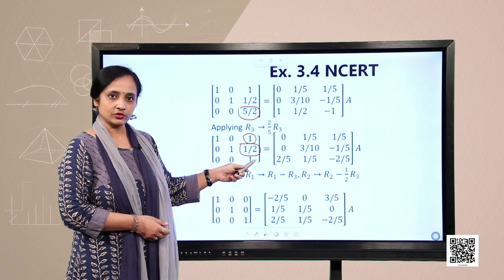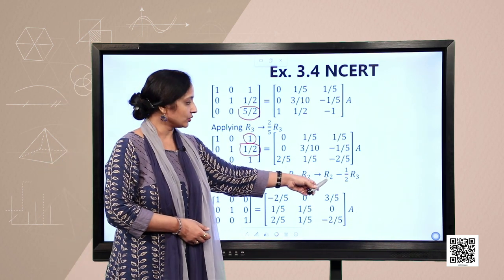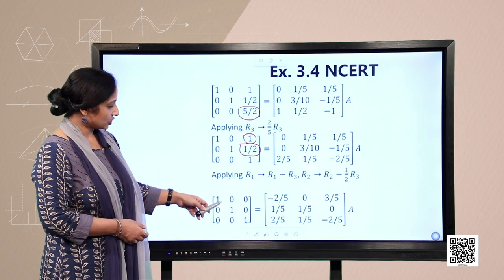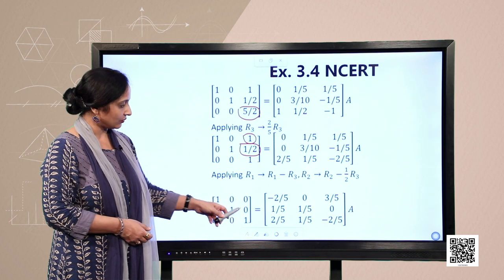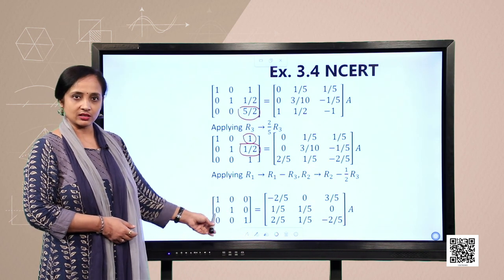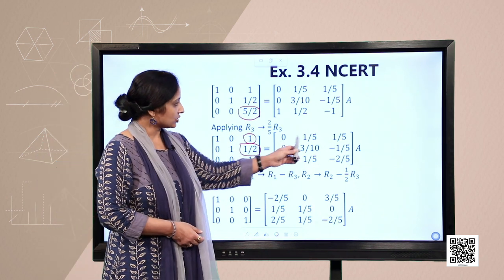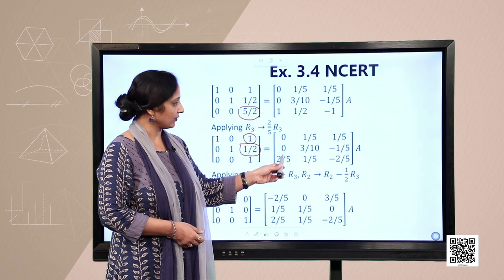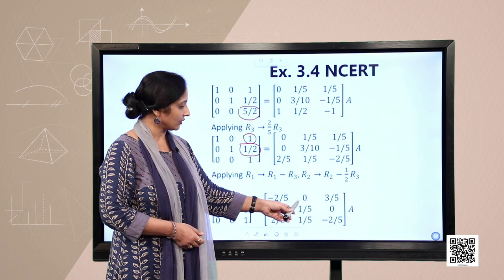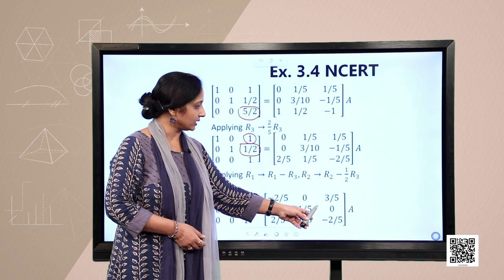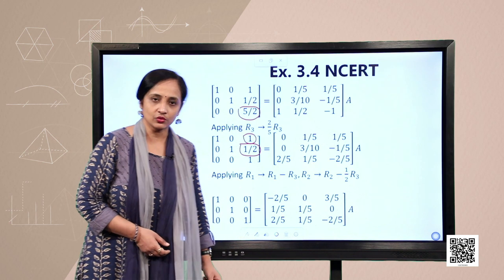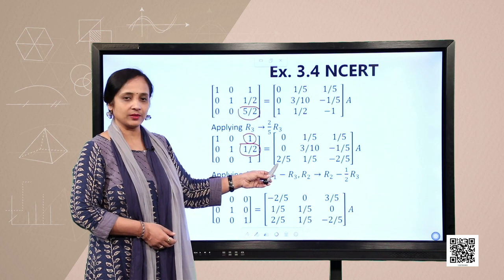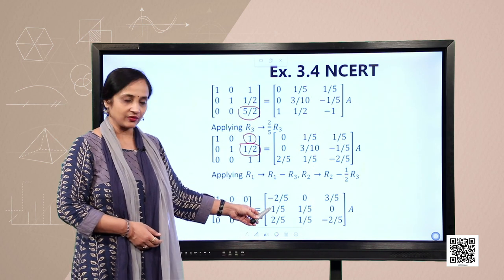Then 1 by 2 is also to be made 0. For that, you can write R2 changes to R2 minus half R3. Apply these operations. You are getting 0 here, 0 and 1. You can see the other two 1s and 0s are intact. Same changes have to be made here. R1 minus R3, 0 minus 2 by 5. 1 by 5 minus 1 by 5, 1 by 5 minus of minus 2 by 5 is giving you 3 by 5. Then change R2, 0 minus 1 by 2, 2 by 5 is giving you 1 by 5.